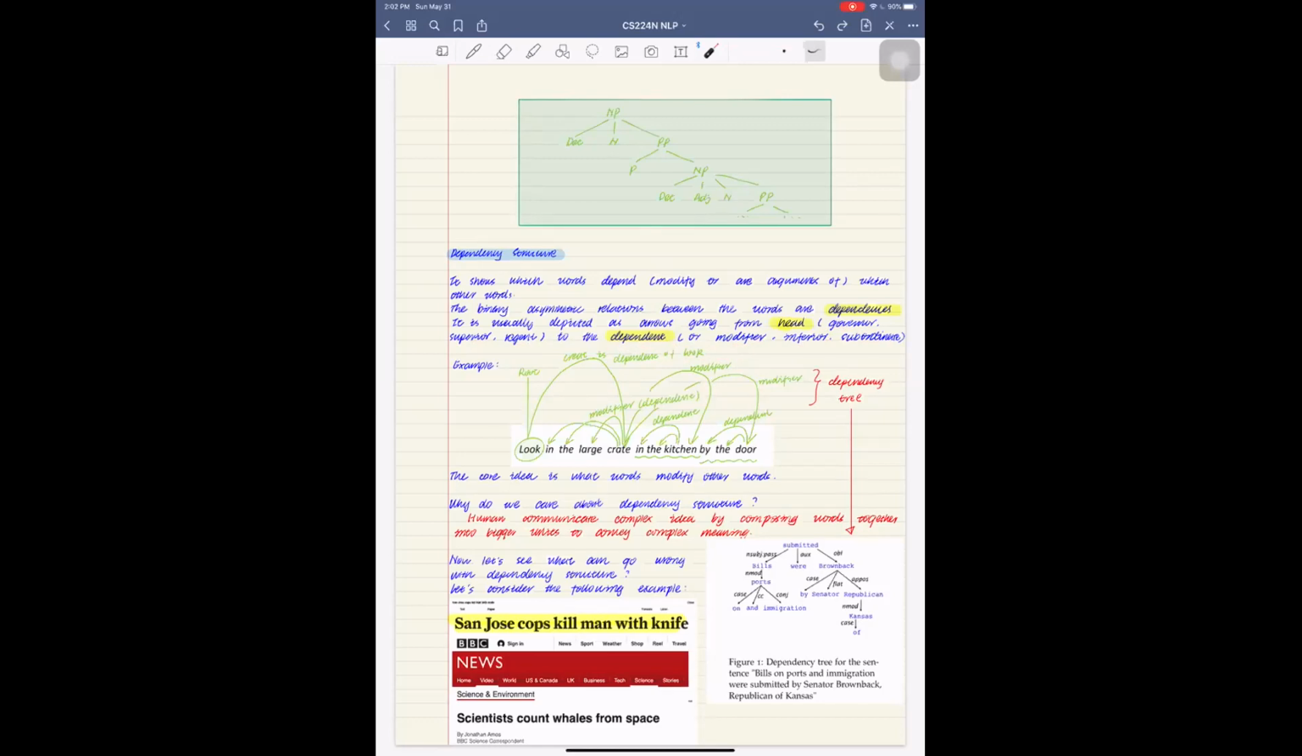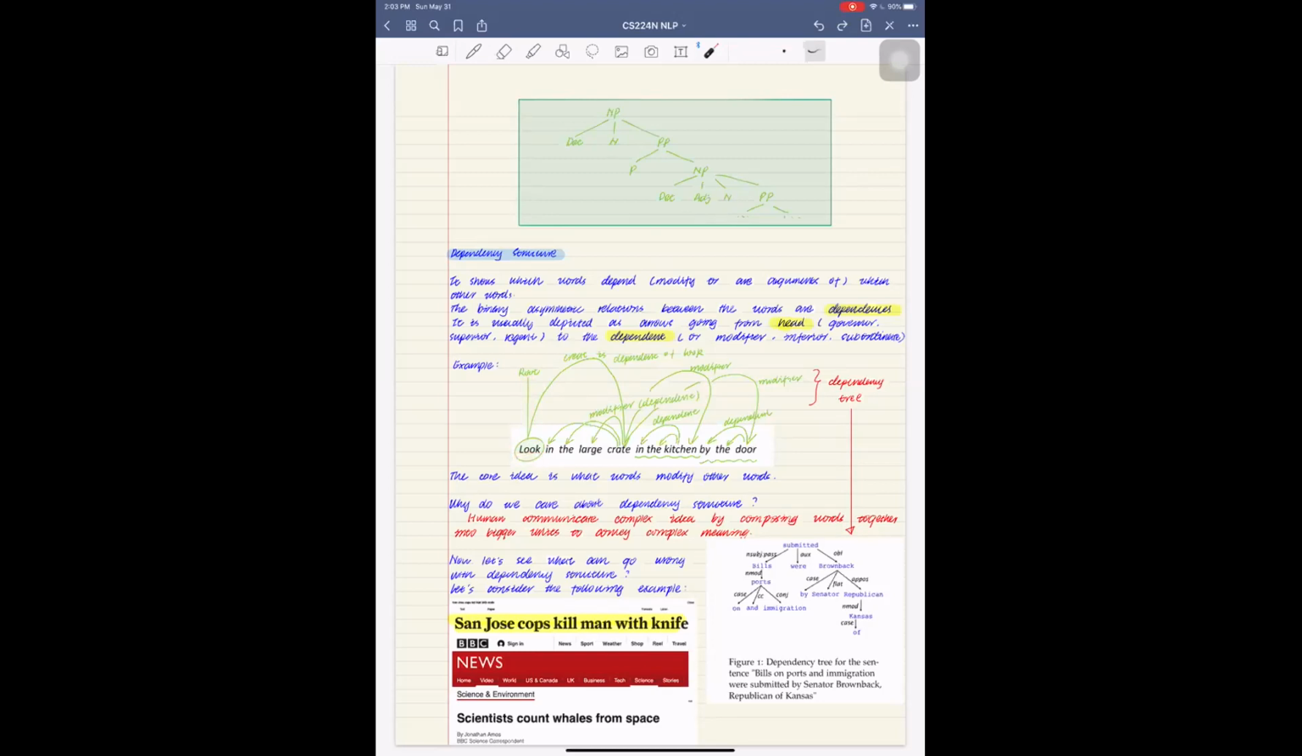So first, we are going to start with this kind of example here. All dependency structures will always have one aggregate head, or the top node here, which is root. Okay. All dependency structures start with a root. That's a rule, which I think Jiachen will mention later. Okay. So I'll select the first word here as a root. Okay, and the example I'm looking at is look in a large crate in the kitchen by the door. So look is a root. Okay, so that's the first step.